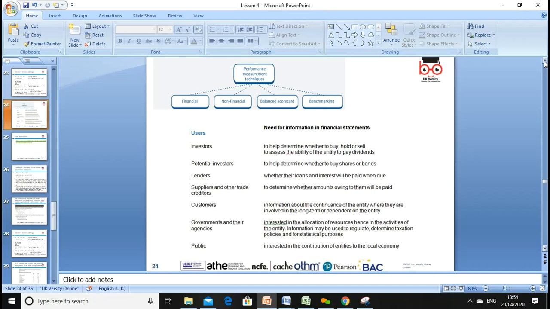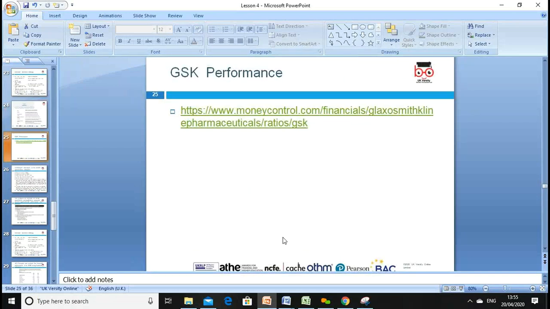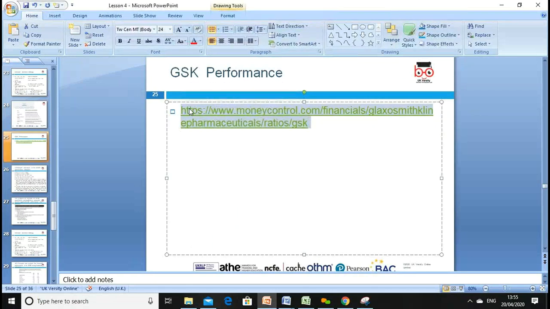Okay, then we can look at how we measure the performance. So we're looking at financial performance and non-financial performance, the balanced scorecard in the financial perspective, the customer perspective, the supplier perspective, and the internal perspective. All of these we look at under the balanced scorecard and benchmark industries. We also always look at the users: investors, potential investors, lenders, suppliers, customers, government agencies and the public. They use information for different purposes, so we need to look at their expectations.